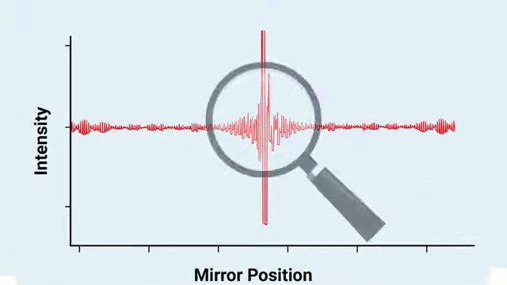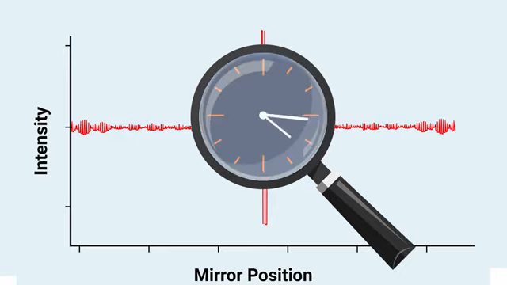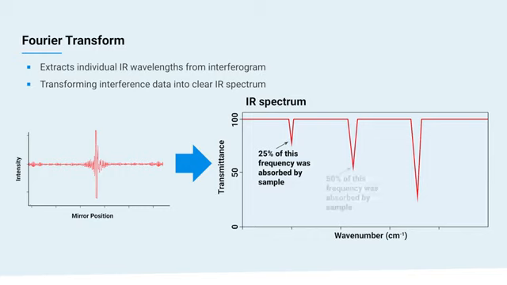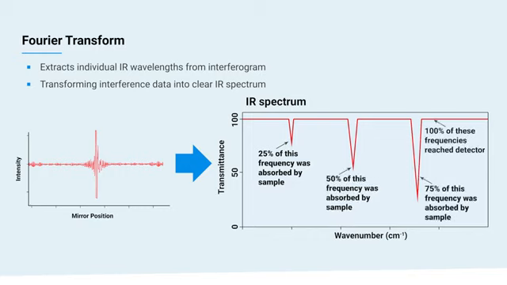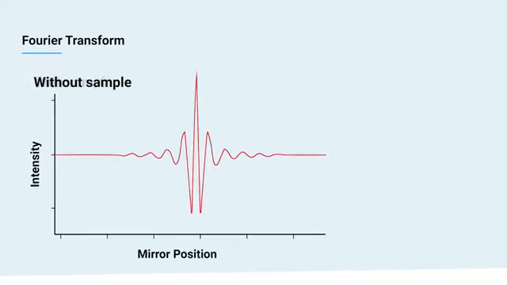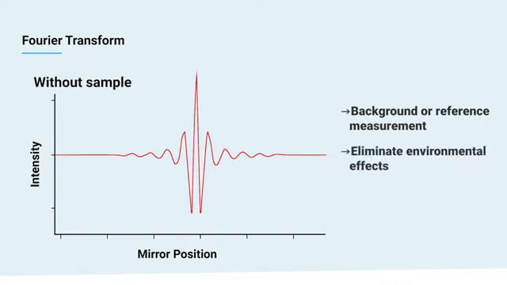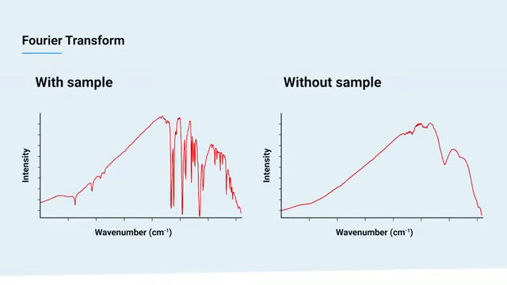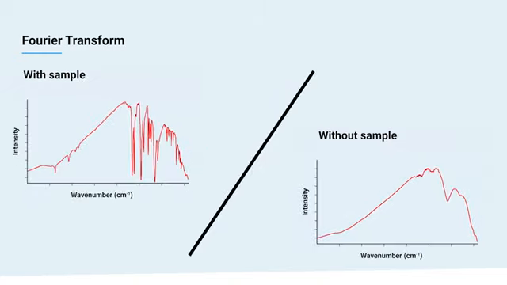However, looking for changes in an interferogram would be quite tedious. This is where Fourier transform comes into play. This mathematical function extracts the individual IR wavelengths from the interferogram, transforming the complex interference data into a clear IR spectrum. In practice, this is done for two interferograms, one with a sample inside the beam and one without a sample. The latter provides the so-called background or reference measurement that helps eliminate environmental effects like carbon dioxide or water vapor. The result already looks like a classical FTIR spectrum. As a final step, the sample spectrum is divided by the background spectrum.